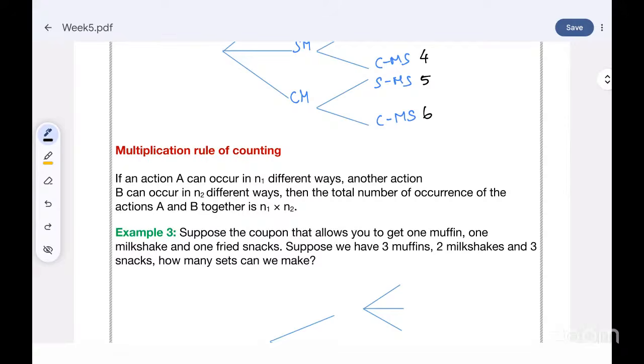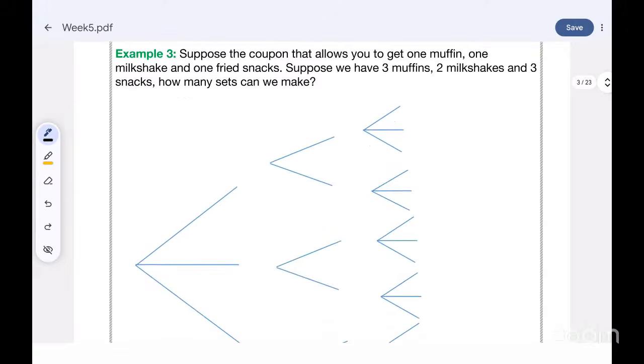Now you have something more. Suppose the coupon allows you to get one muffin, one milkshake, and one fried snack. Suppose we have 3 muffins, 2 milkshakes, and 3 snacks. Now, how many sets can we make? Without doing any calculation, can you quickly say? 18.